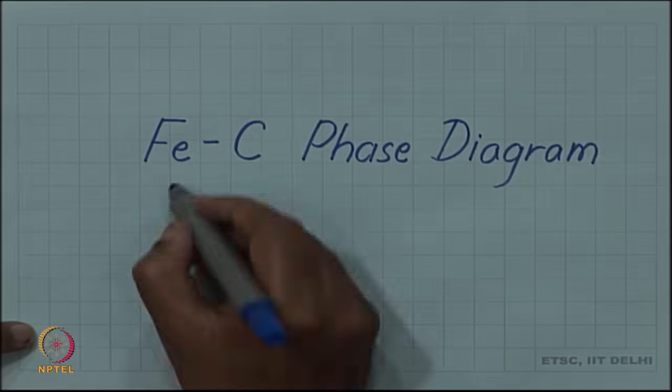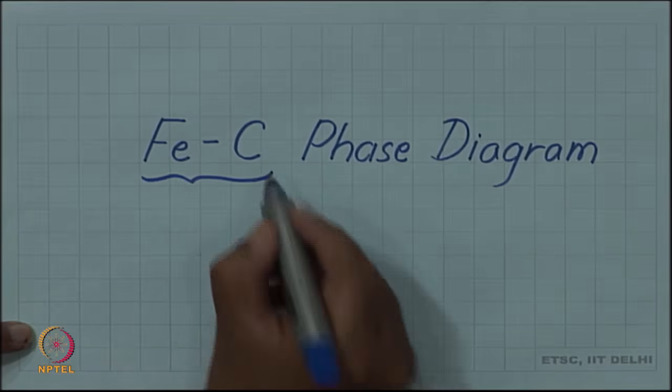Let us look at, in conclusion of our phase diagram topic, one of the most important phase diagrams in engineering, and that is the iron carbon phase diagram. This is probably the last example we will take, and we have to take this because this is a very important engineering phase diagram. I say very important because the iron carbon system is what gives you steel.